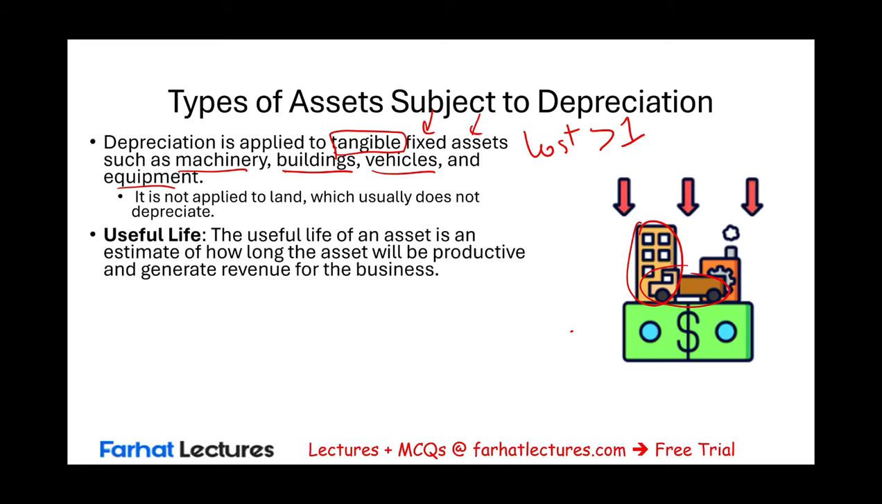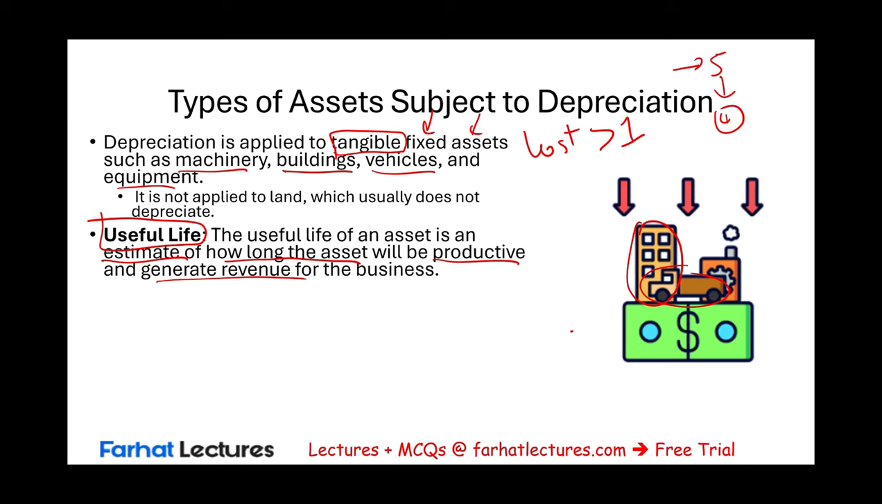Therefore, every time we have an asset, we have to determine its useful life. The useful life of an asset is an estimate. And notice in my examples, first I said let's assume this delivery truck lasts 5 years, then I changed it to 4. It means it's an estimate. It's an estimate of how long the asset will be productive and generate revenue for the business.